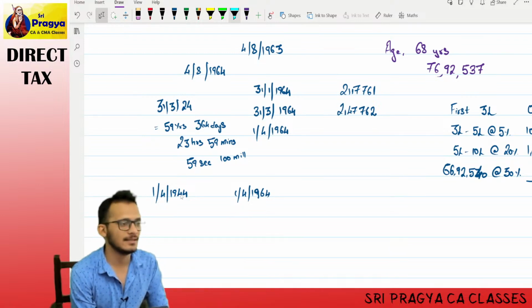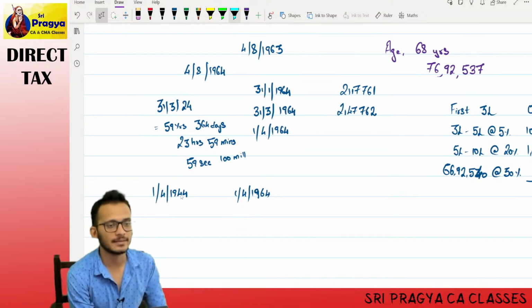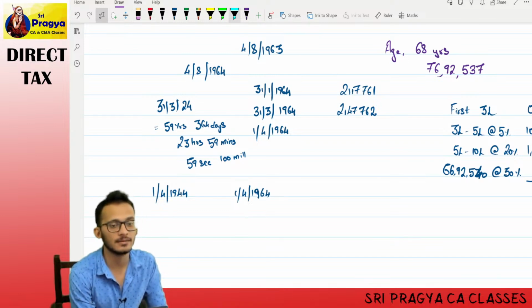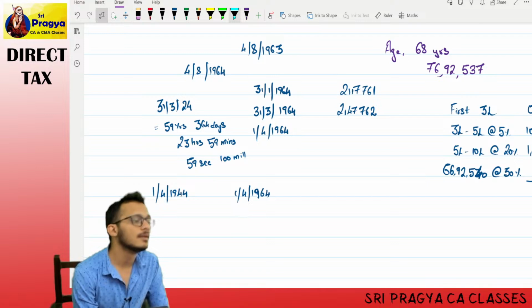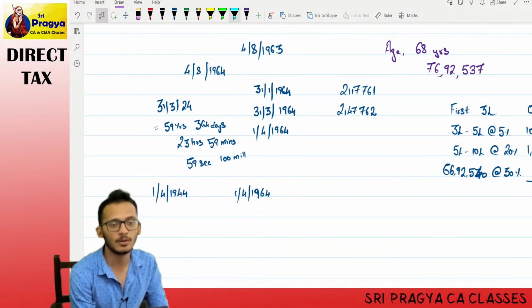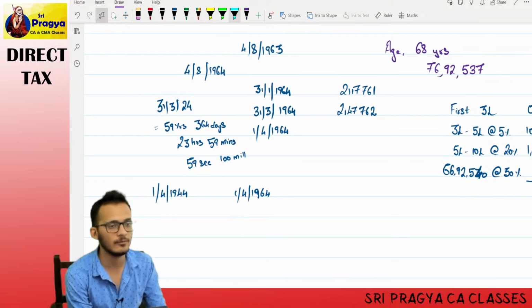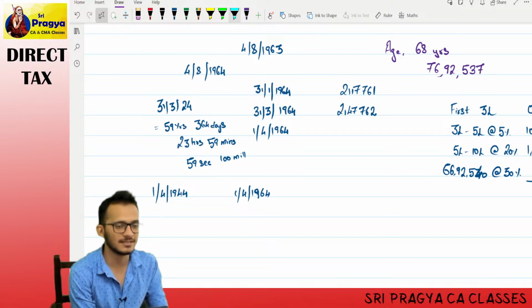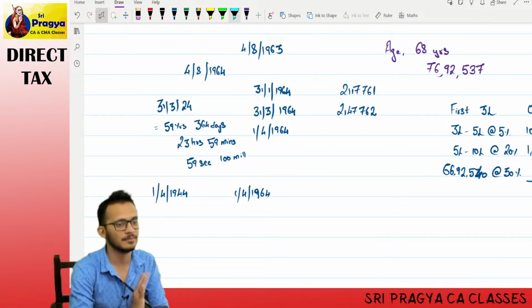Yes. In the exam, if you see someone's birth date, the idea is that they are trying to ask you to find out the age. You will have to compute the age and then check what slab the person will fall into. And if they smartly give you 1st April, 100% the person is moving to the next slab.